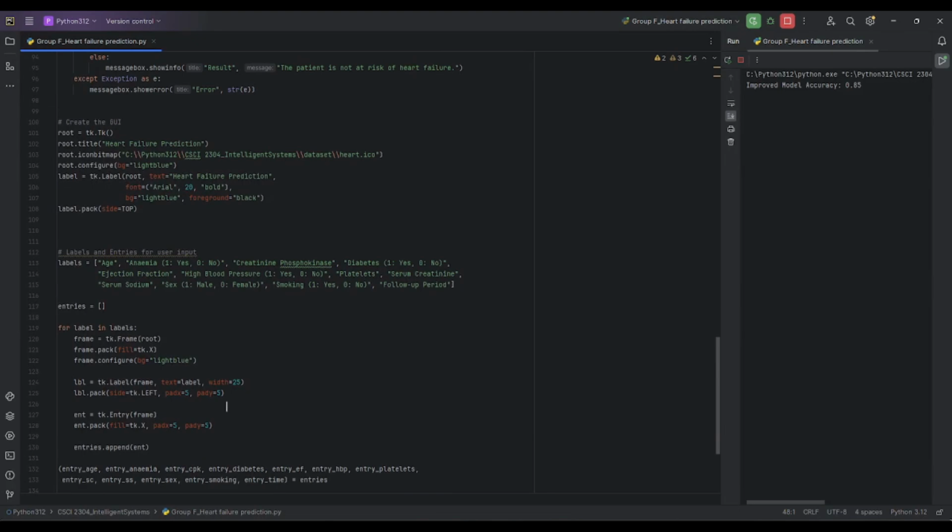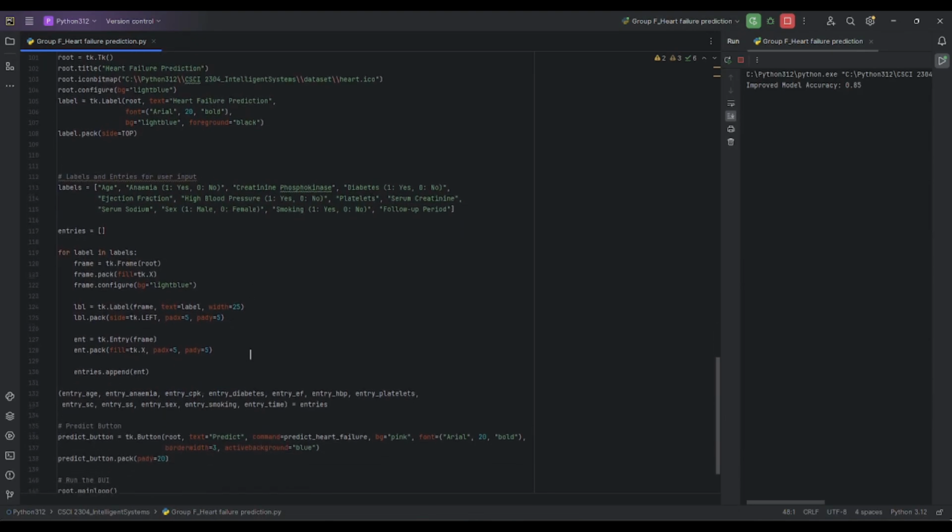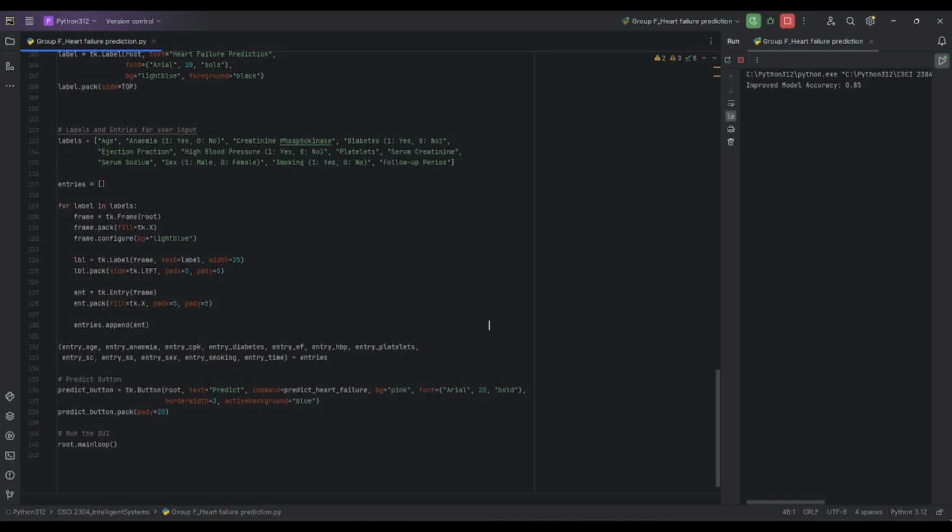And then here is the GUI part with the title, the labels, and the entries. So that is all for our demonstration of our heart failure prediction.